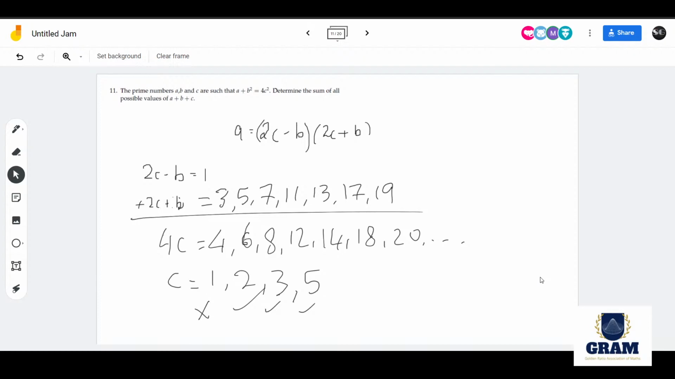So what you do is put this thing, 2c minus b equals 1. You put the value of c in this equation. So you get the value of b as, for 2 you get 3, for 3 you get 5, and for 5 you get 9, which would be rejected. So these are two of the values, and then you just need to put it here. 2c plus b gets satisfied in this case, that is the 7.